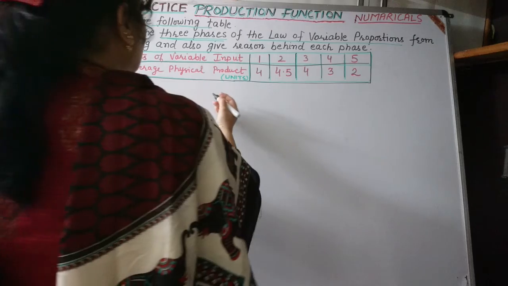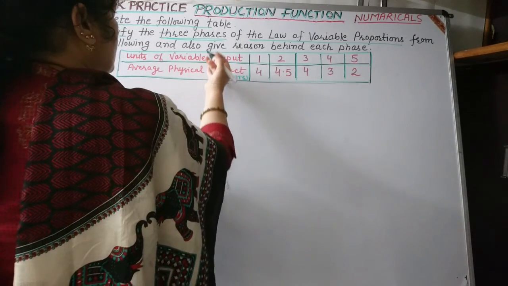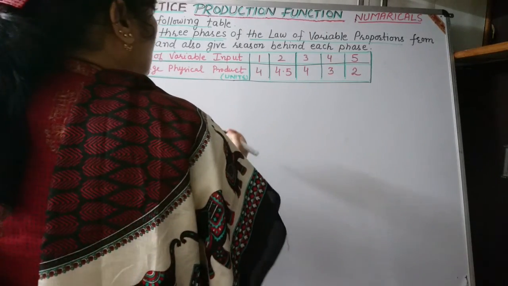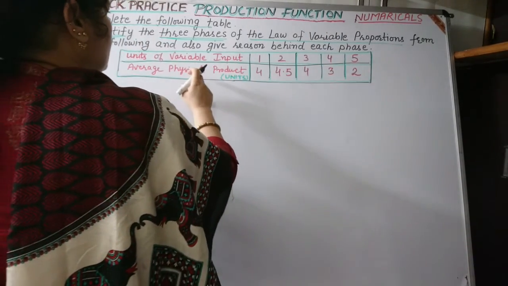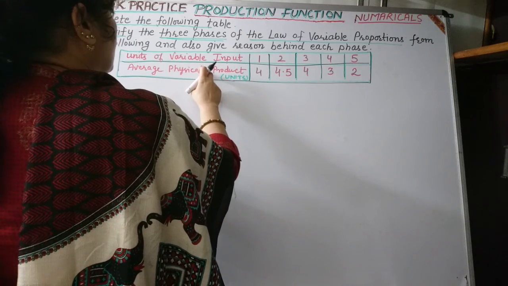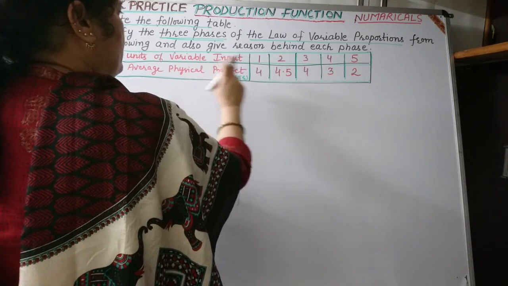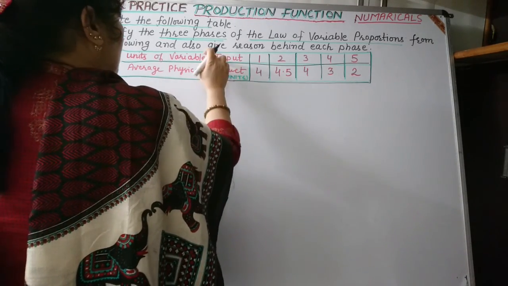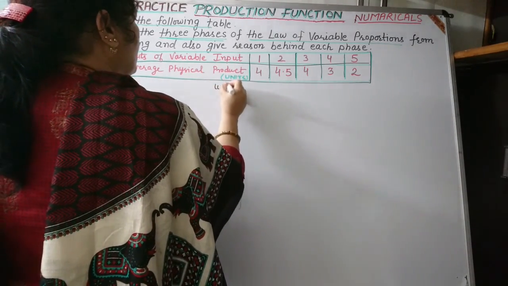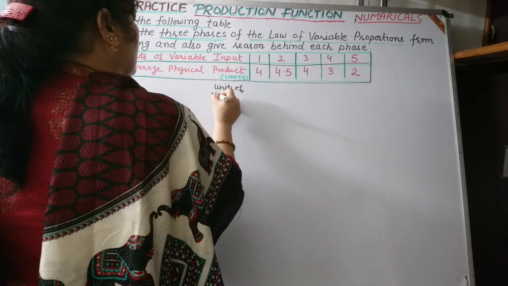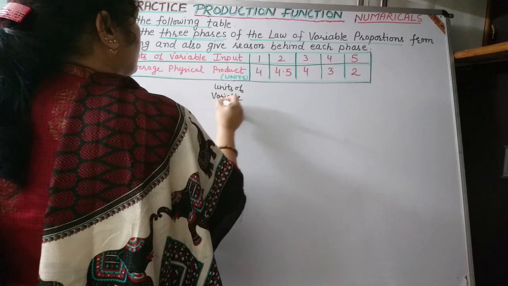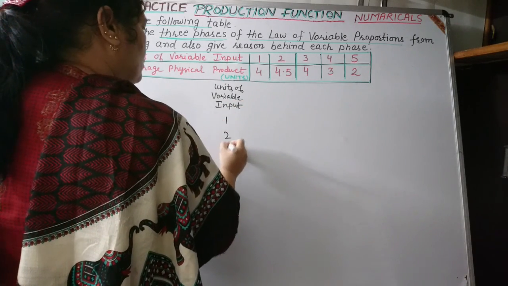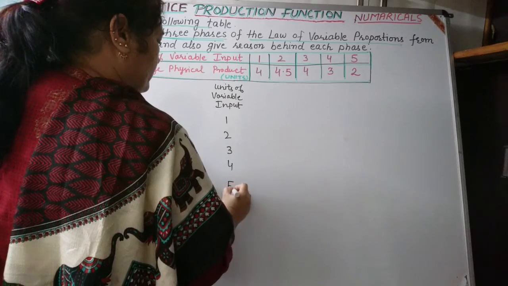So let us start. First of all, we will complete the schedule, because for the law of variable proportion, all the three production processes, total production or average production is given, and marginal production we have to calculate. So let us start with number one, which is given: units of variable input, which is 1, 2, 3, 4 and 5.